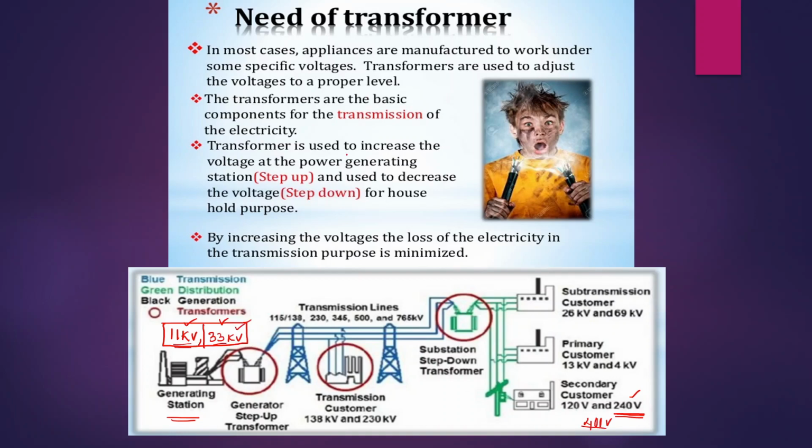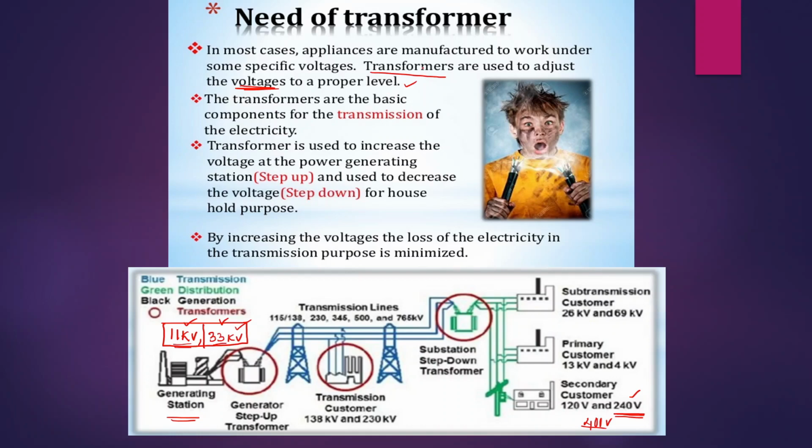In most cases appliances are manufactured to work under specific voltages. So here come the transformers. Transformers are used to adjust the voltages to a proper level. Many applications like TV and mobile: the mobile will have a charger that charges the mobile with a voltage of 11 or 12 volts. So the charger needs 12 volts, but our TV needs a 240 volt AC supply. So every appliance has its own voltage specification, right?